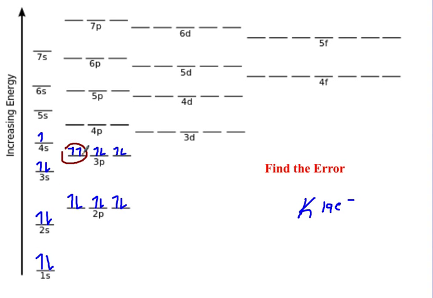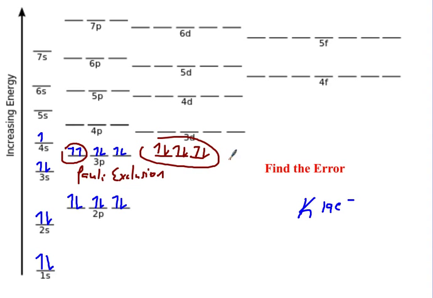These guys are moving in the same direction. So this breaks the Pauli exclusion rule. The Pauli exclusion rule: they need to be moving opposite directions. So this is supposed to look like this, right? It's supposed to look like this. Okay, so there's that one.